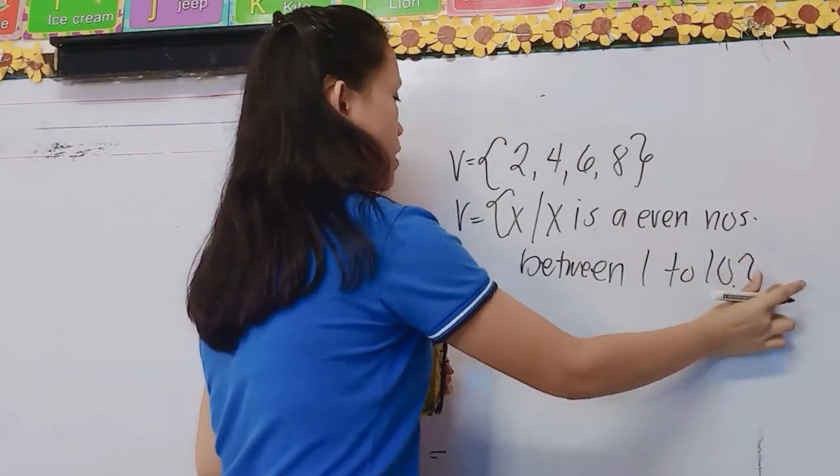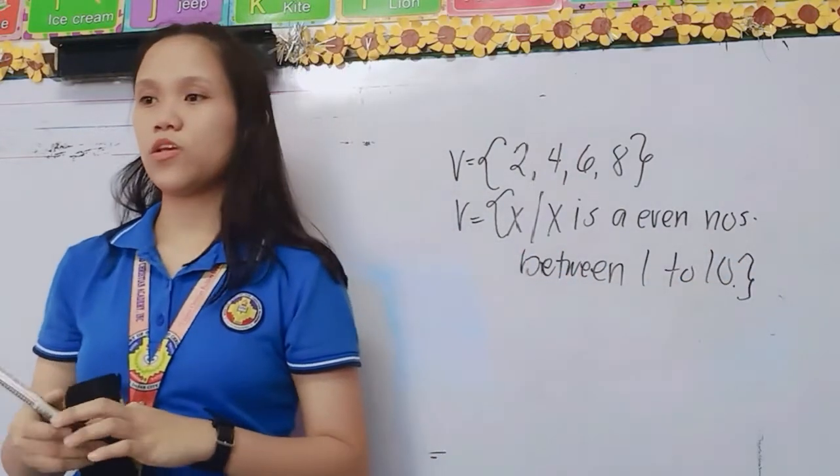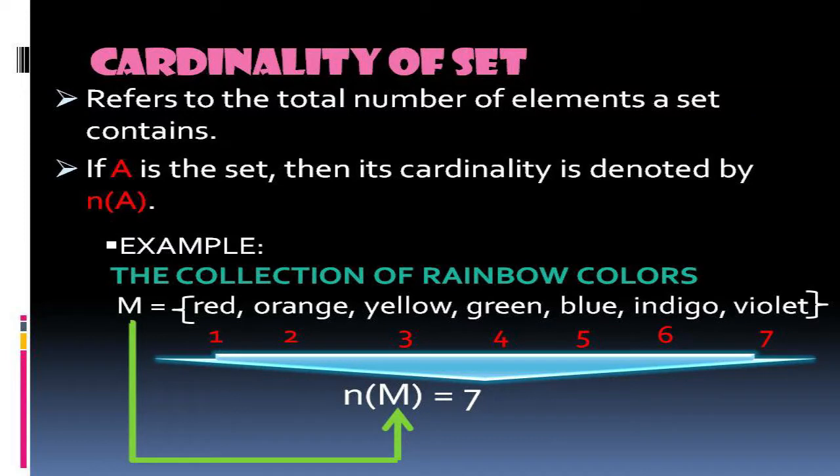So this is an example of roster method. So you have the cardinality of a set. When we say cardinality of a set, this refers to the total number of elements a set contains. If A is the set, then its cardinality is denoted by n(A), the cardinality of set A.